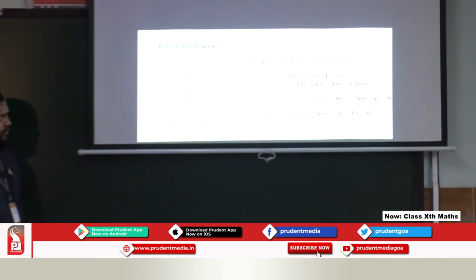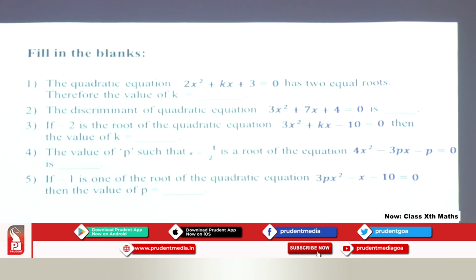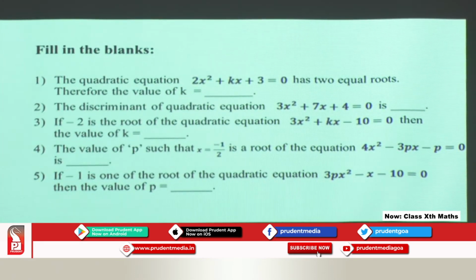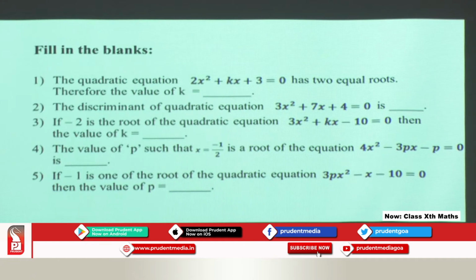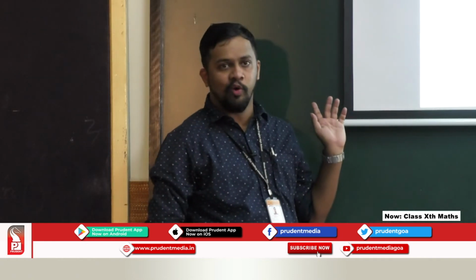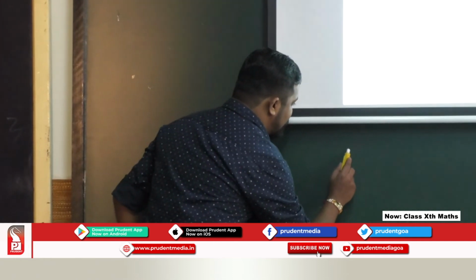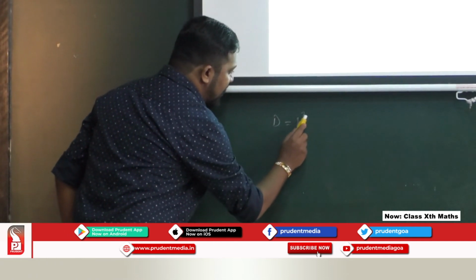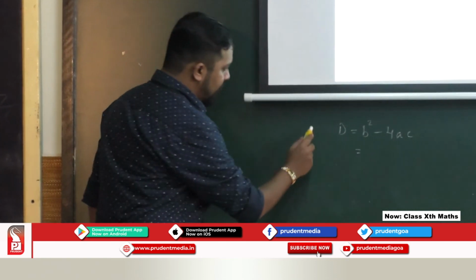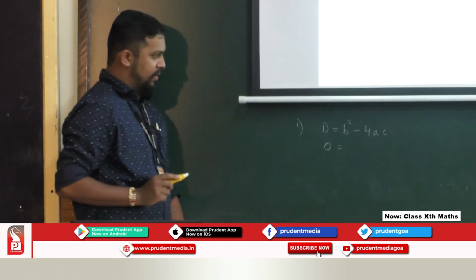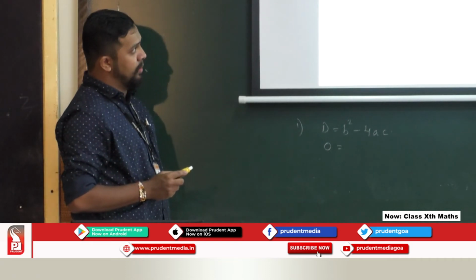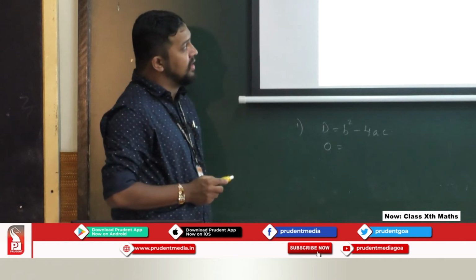The quadratic equation 2x square plus kx plus 3 equal to 0 has two equal roots. Therefore, the value of k is dash. Now if you remember, I told you two equal roots means discriminant has to be 0. So let us solve. b square minus 4ac. Now I told you, d is what? 0. Because equal roots. You know, identify a, b, c. a is 2, b is k, and c is 3.